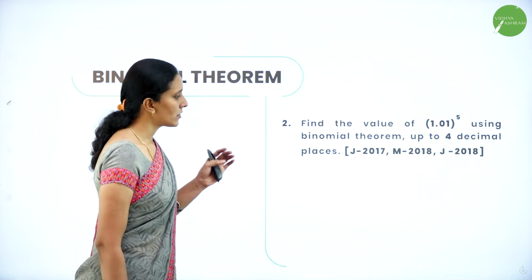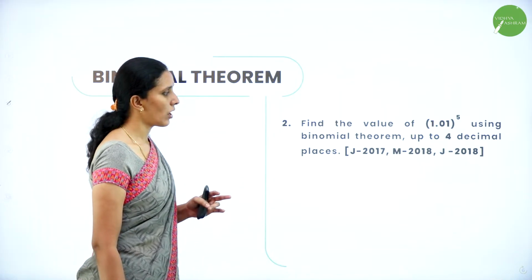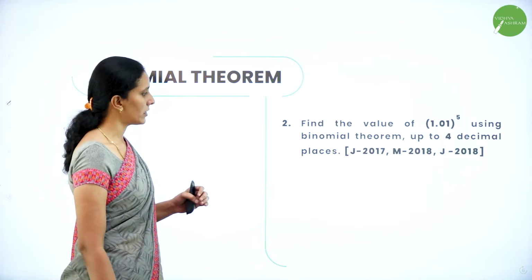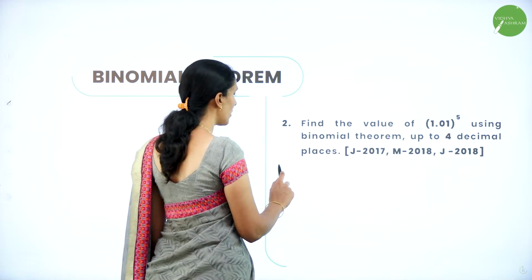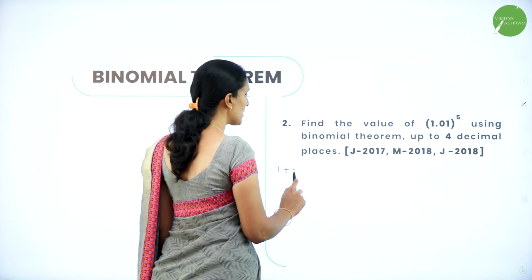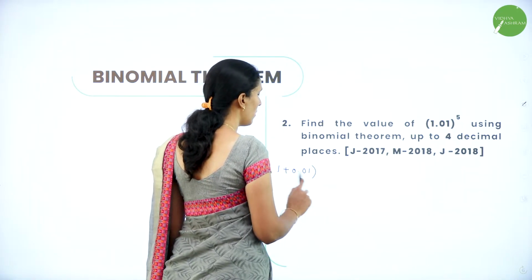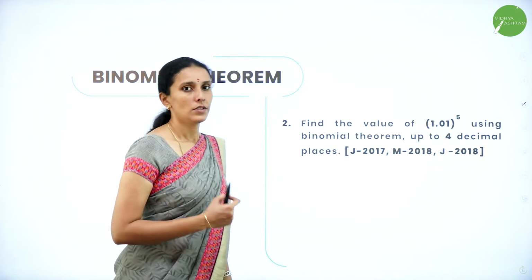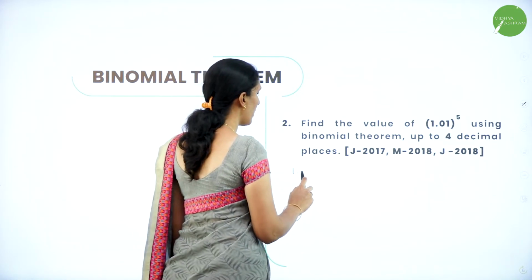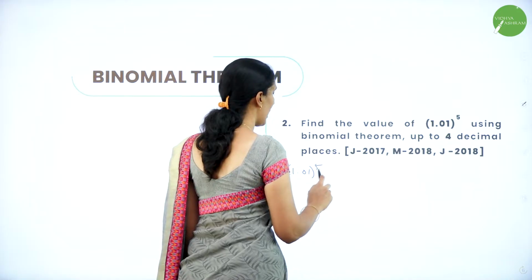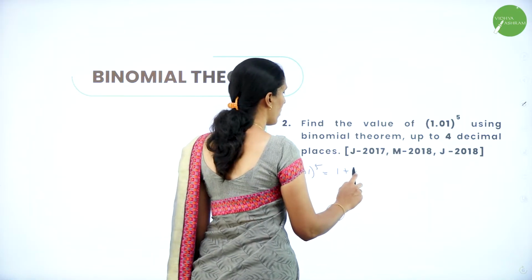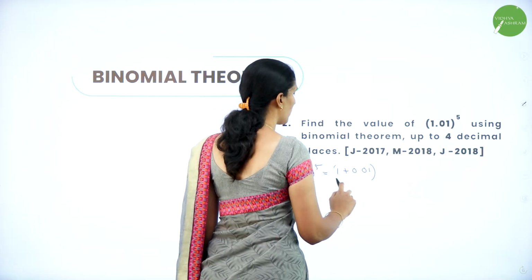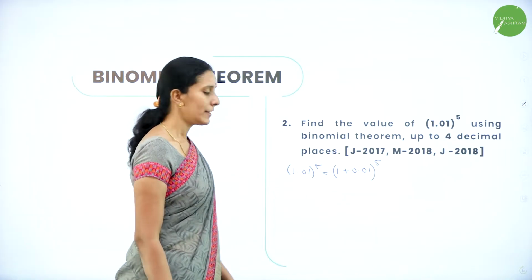So here it is July 2017, March 2018 and July 2018. So now let us expand using the binomial theorem. 1.01 can be written as (1 plus 0.01) whole to the power 5. So 1.01 whole power 5 can be written as (1 plus 0.01) whole to the power 5. So now let us expand this.